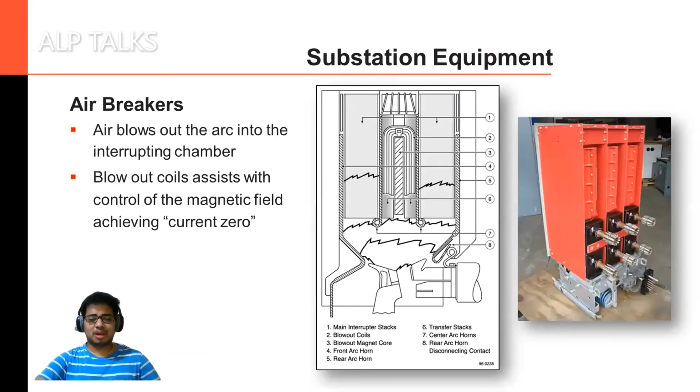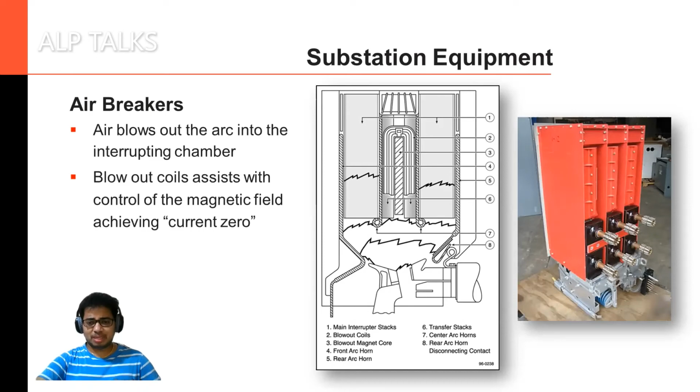So what about the air breaker? Whatever you are observing here, that is the air breaker. Air blows out the arc into the interruption chamber. Blowout coils assist with the control of the magnetic field, achieving current zero.